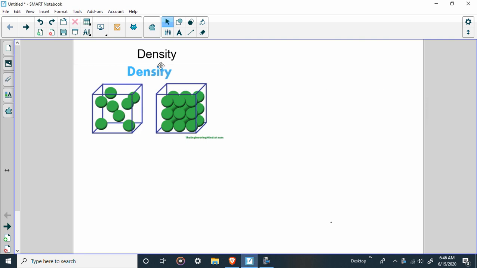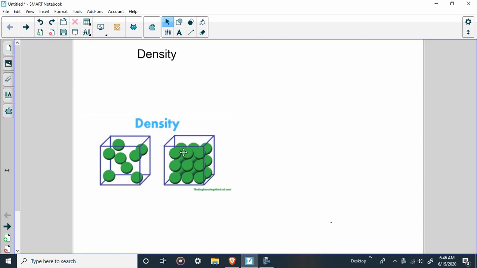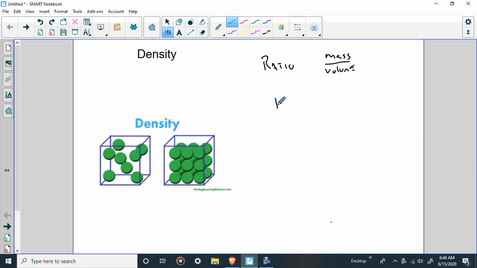I hope you guys took an opportunity to watch the other two videos, so you should have a rough idea of what density is. Density is a ratio between the mass of some substance and the volume it occupies. Okay, so density is mass divided by volume. So that's our general formula. Density is equal to mass over volume.